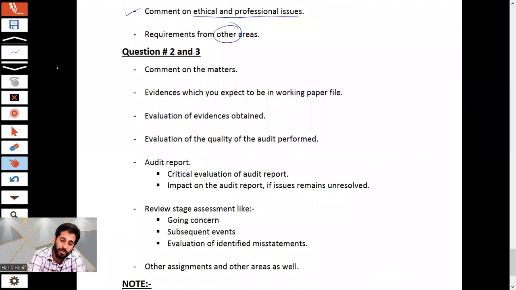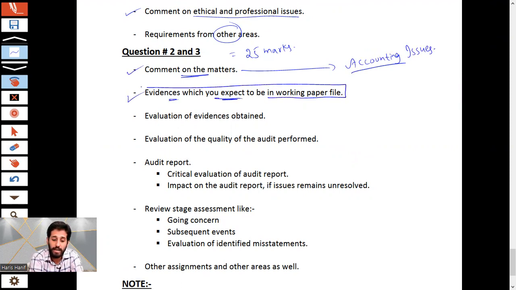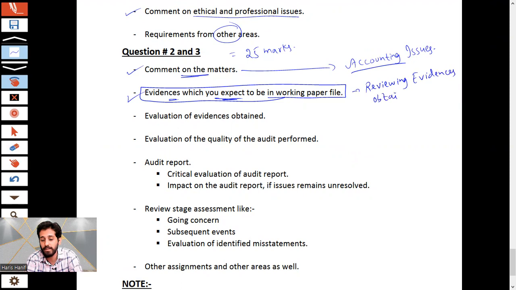And question number two and three, which are worth 25 marks each: these are comment on the matters. There would be accounting issues, and you are required to comment on them. Evidences which you expect to be in the working paper file. Now, what do you think? You are reviewing the evidences. You are reviewing the evidences obtained.